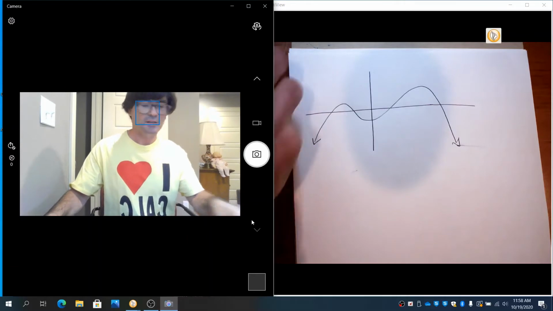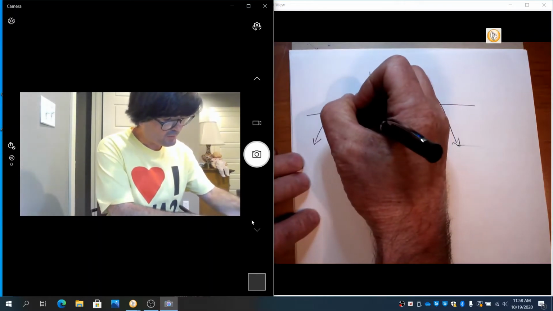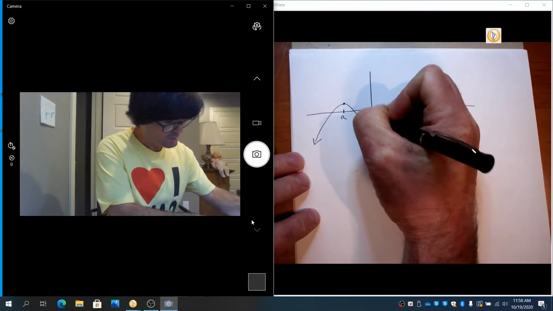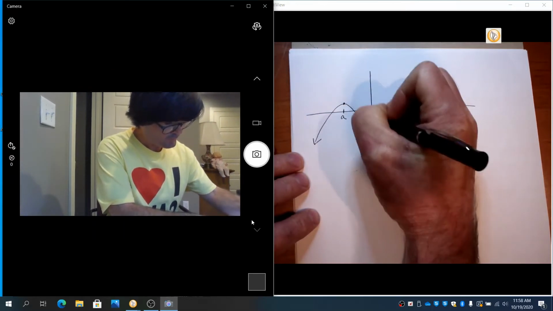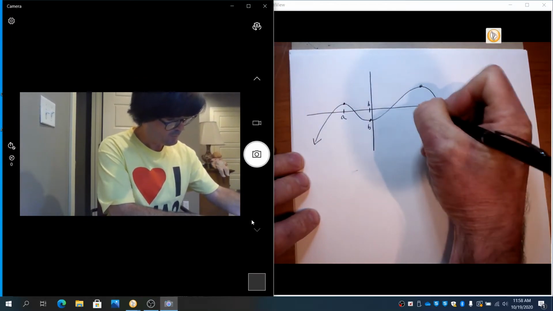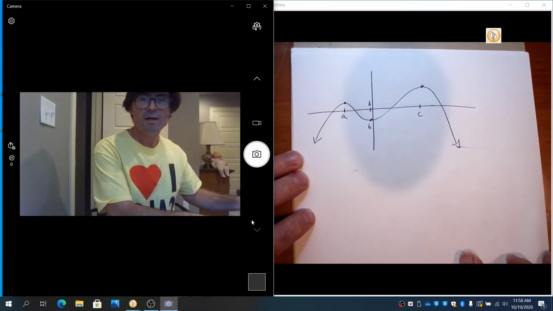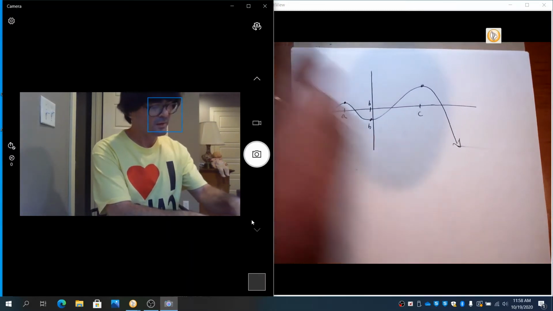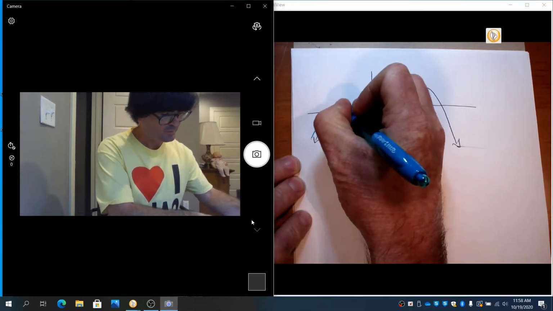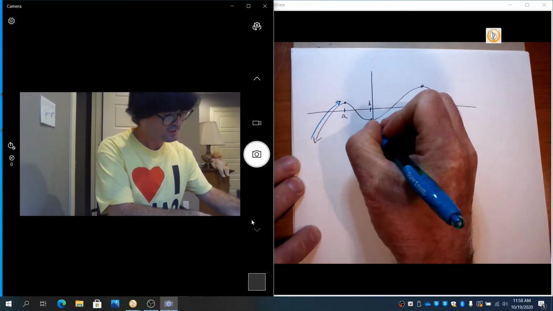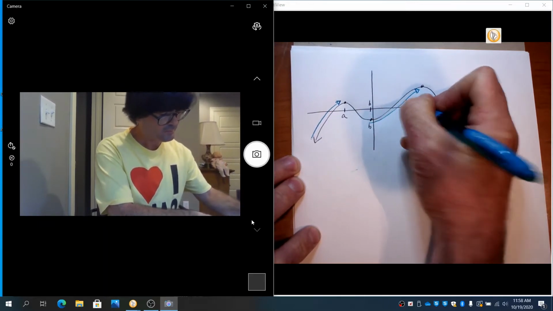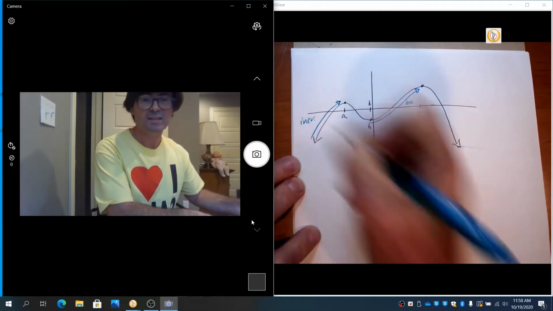So I want to just also label this point right here, call that A. This point right here, that's going to be B. This point right here, we'll call that C. So first of all, this section of the graph is going up, and this section of the graph is also going up. This is increasing, and that's increasing.